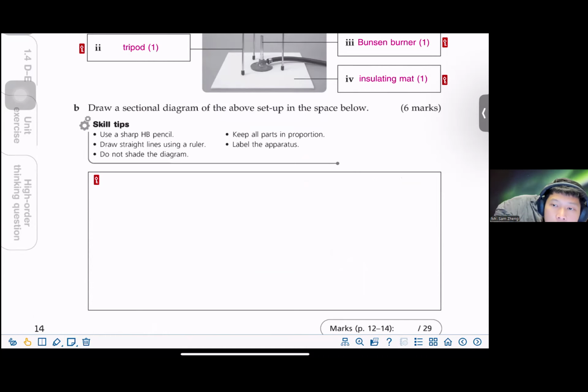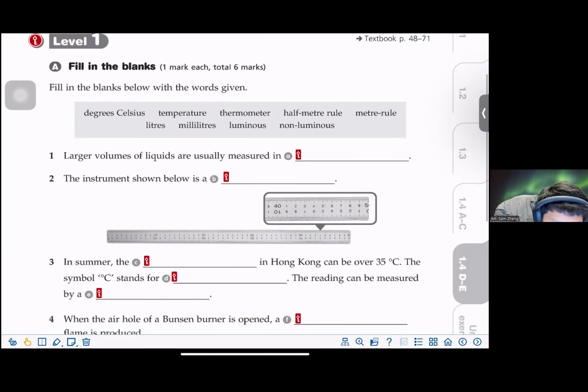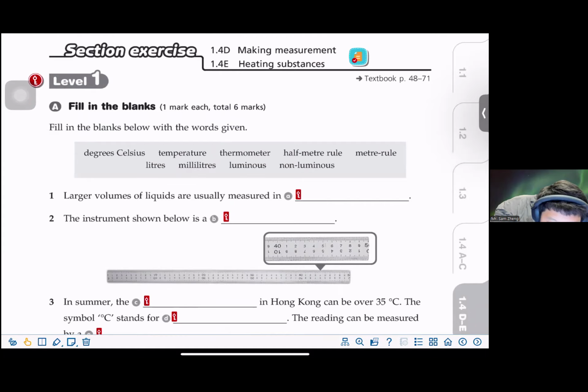And remember that from this year onwards, you don't need to draw the structure or the picture of the Bunsen burner. You simply draw an arrow, and under the arrow, you simply write down "heat". Okay. So next, for the fill in the blanks for 1.4 D and E.